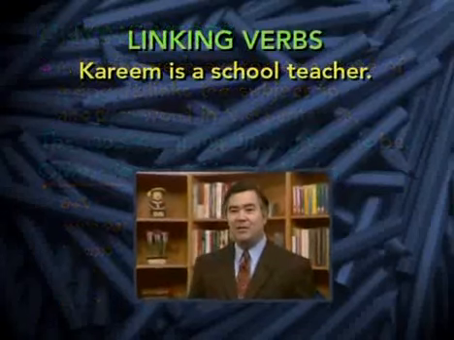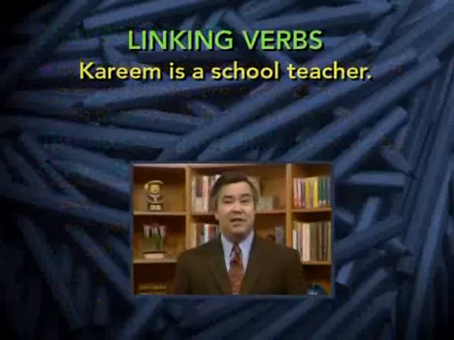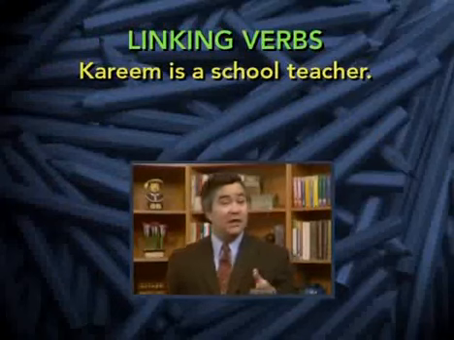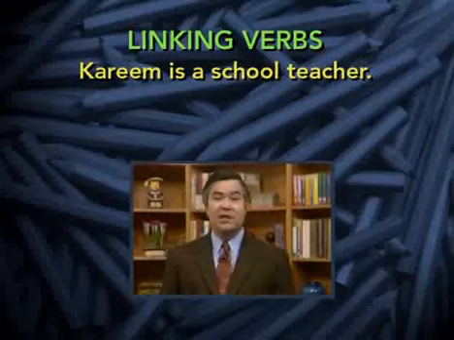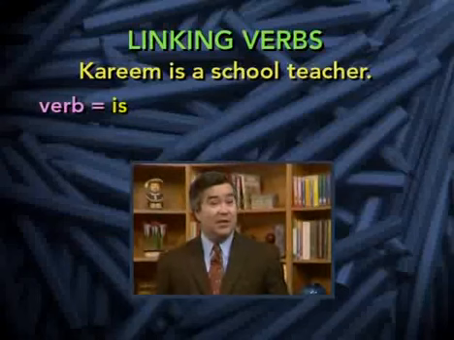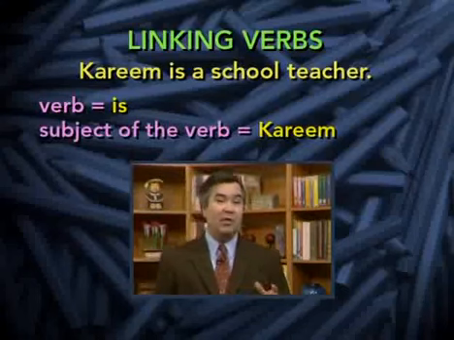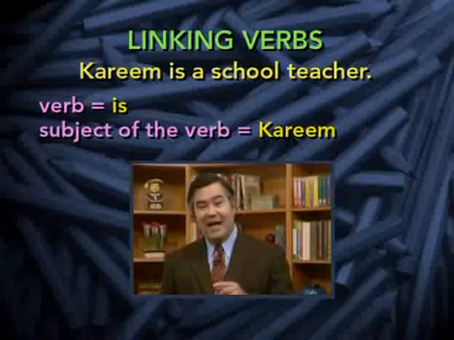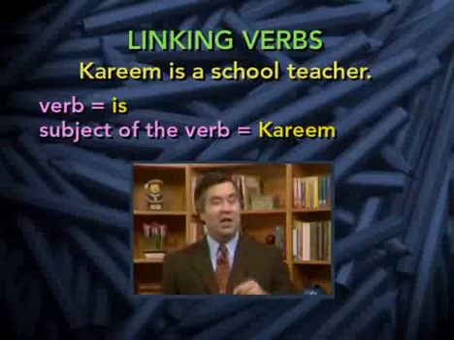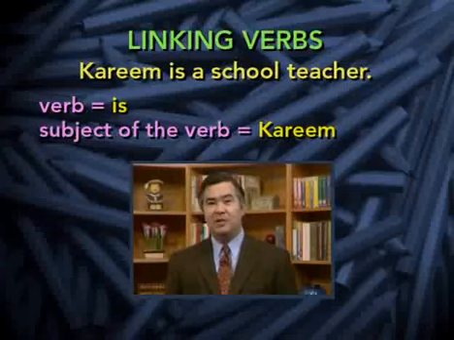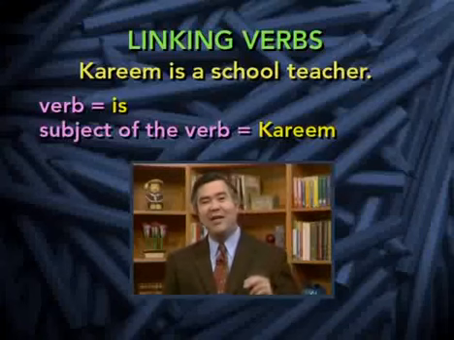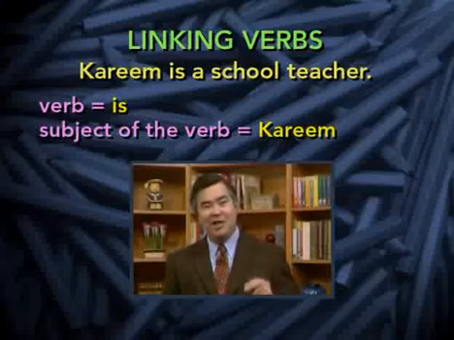Here are a couple of examples. Karim is a school teacher. We said a moment ago that the verb to be is the most common linking verb. Here's an example of a form of the verb to be. The verb is. What's the subject of the verb is? Karim. Karim is the one who is. And following the verb is, we're told exactly what Karim is. A teacher, or specifically a school teacher. So in this case, the subject Karim is being linked by the linking verb is to the word teacher.